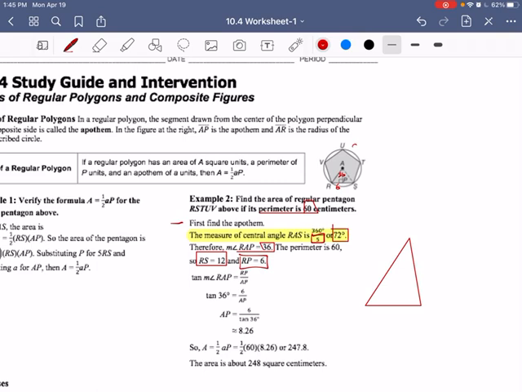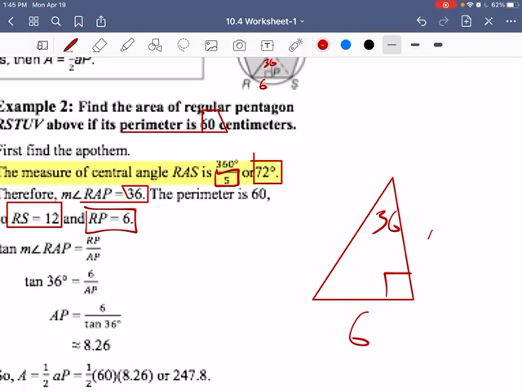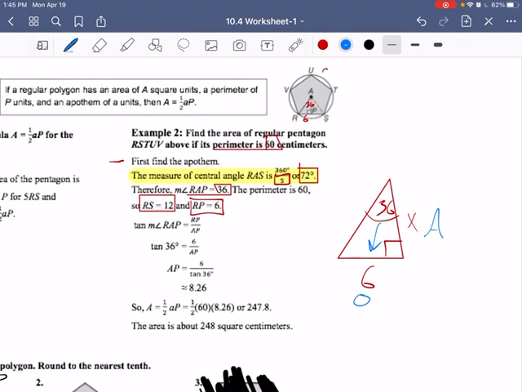So we've got 6 down here, and up here we've got 36. Okay? And if we're trying to solve for this measure right here, well, across from angle 36, our given angle, that would be our opposite, and this would be adjacent, and the trig function that uses opposite over adjacent would be tangent. So the tangent of 36 is opposite over adjacent. So the opposite is 6, and the adjacent is AP, or in our case, I'm just going to put X.